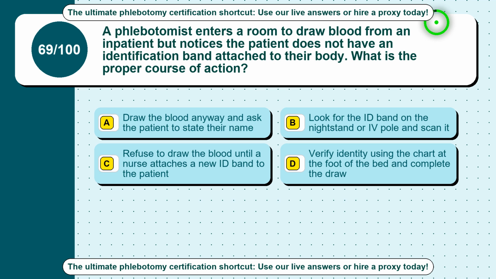Question 69. A phlebotomist enters a room to draw blood from an inpatient but notices the patient does not have an identification band attached to their body. What is the proper course of action?